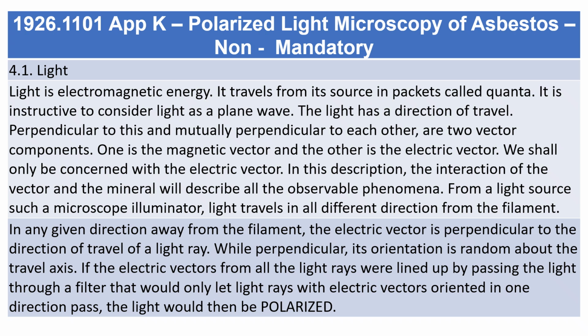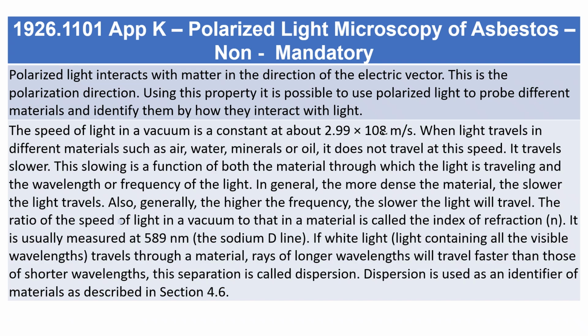If the electric vectors from all the light rays were lined up by passing the light through a filter that would only let light rays with electric vectors oriented in one direction pass, the light would then be polarized. Polarized light interacts with matter in the direction of the electric vector. This is the polarization direction. Using this property, it is possible to use polarized light to probe different materials and identify them by how they interact with light.